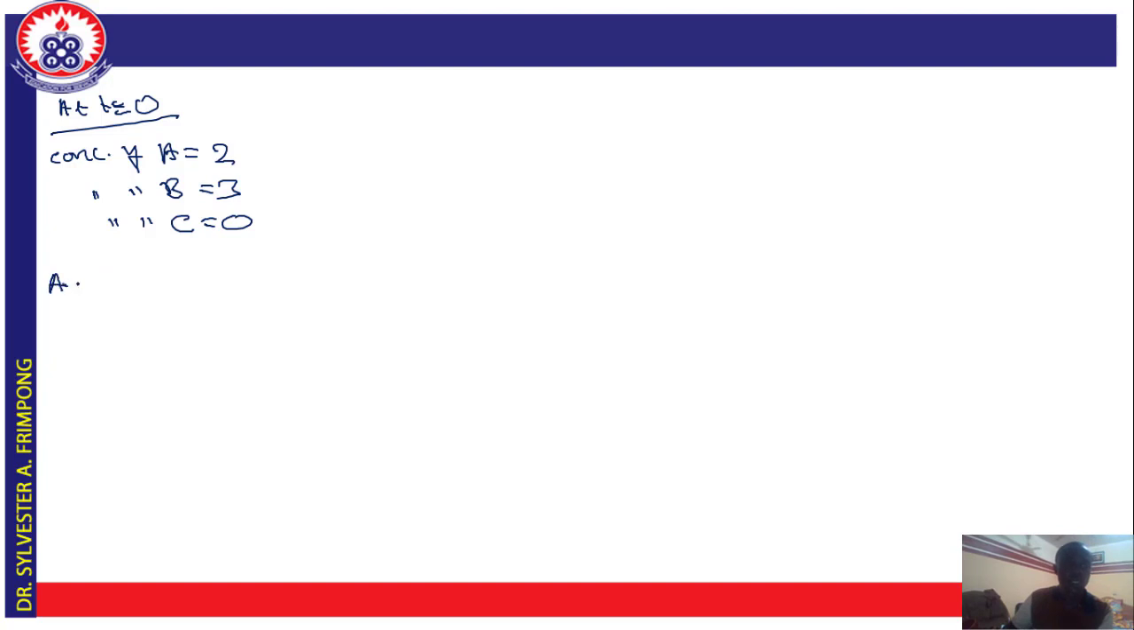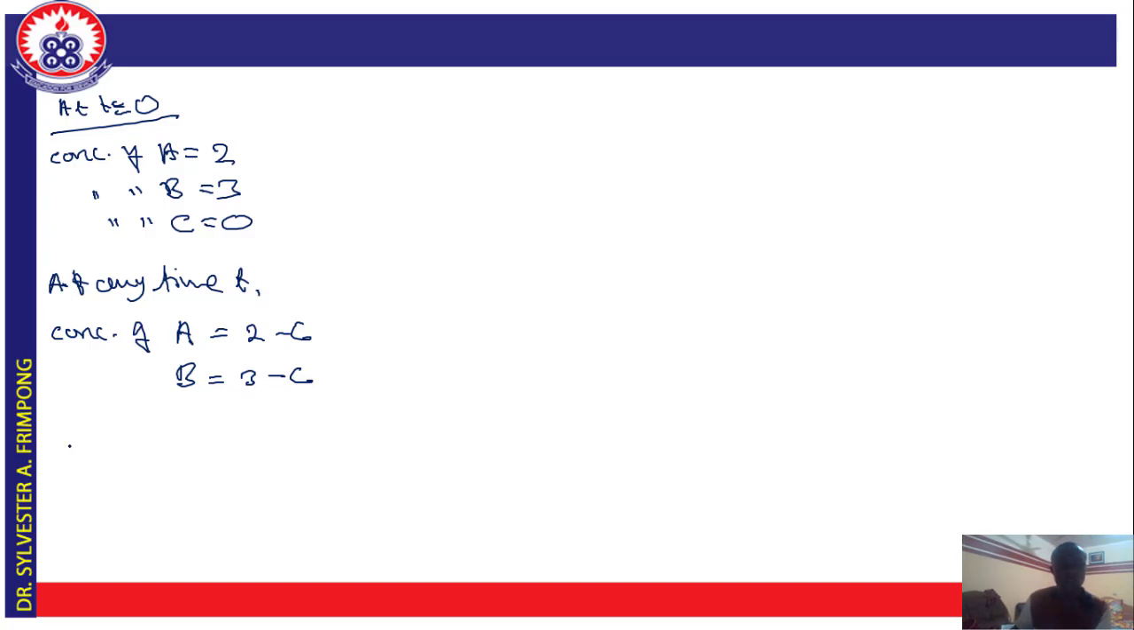Then at any time T, the concentration of A now becomes 2 minus C, and that of B now becomes 3 minus C. So these are the concentrations of the reactants A and B during the reaction.